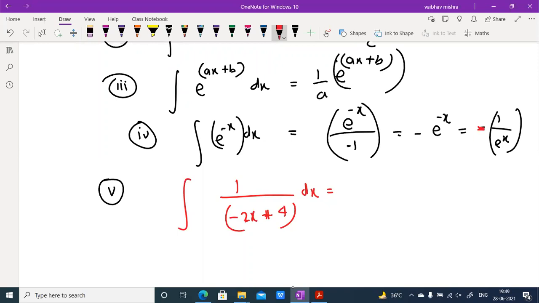1 upon x integration is ln x. So 1 upon minus 2x plus 4 integration is ln of minus 2x plus 4. And then we divide by the coefficient of x, which is minus 2. Right? Minus 1 upon 2 ln of minus 2x plus 4.